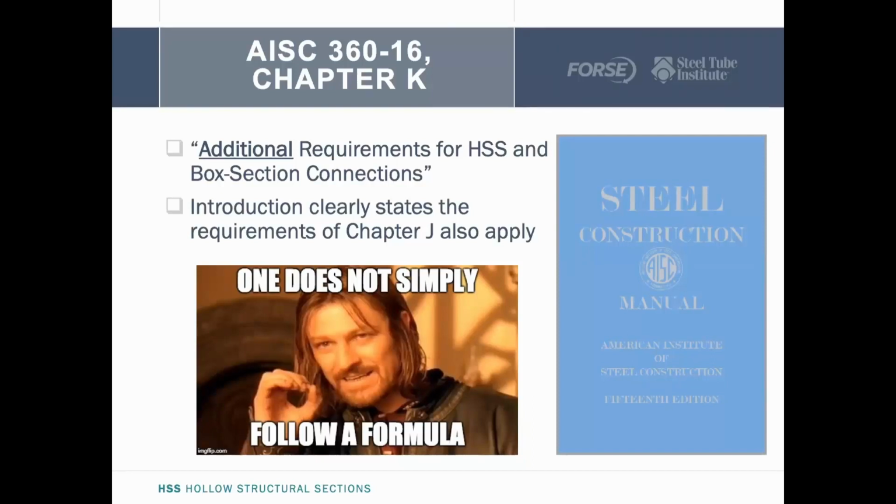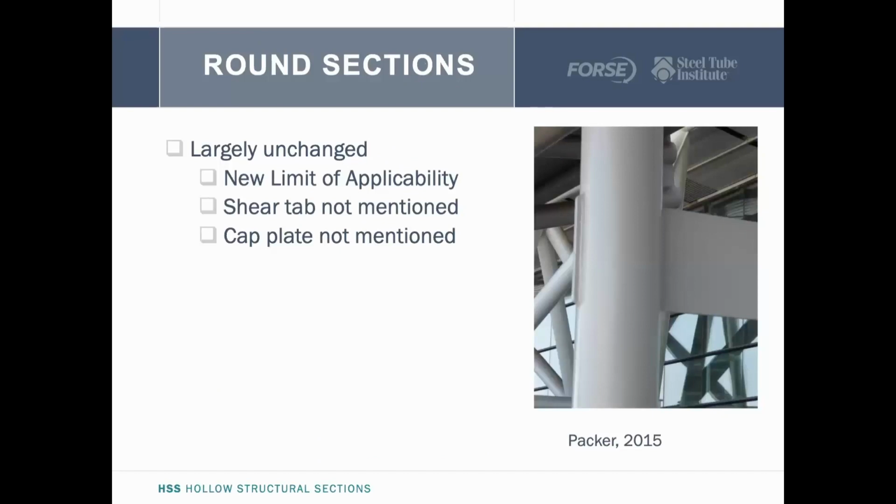And we may do 10 different checks to identify that limit state. We're now going to go through the same process for HSS connections. When it comes to round sections, those are largely unchanged. The tables are mostly still there and still intact. There is a new limit of applicability that we need to pay attention to, and that's if we're connecting close to the end of the members.